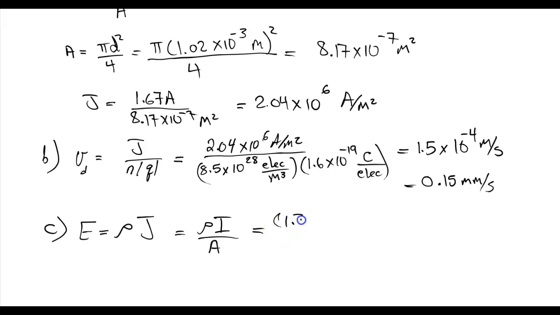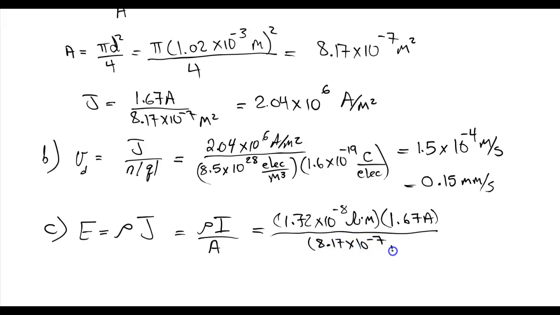and we're told that the resistivity for this wire is 1.72 times 10 to the negative 8 ohm meter. The current we know is 1.67 amps, and the area we found earlier to be 8.17 times 10 to the negative 7 meters squared. Putting all of these numbers together, we get about 0.0350 volts per meter, which is what the electric field is.